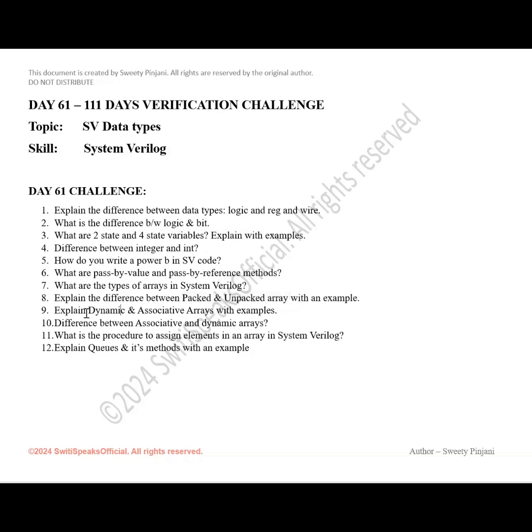We have dynamic array, we have associative array in System Verilog. Explain these two arrays with example and explain the difference between them. The second question is about difference. If you want to assign values to elements in an array, how can you do it? Explain it with the help of a coding example.